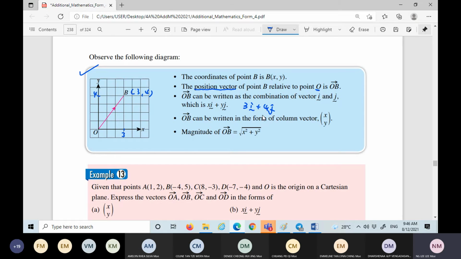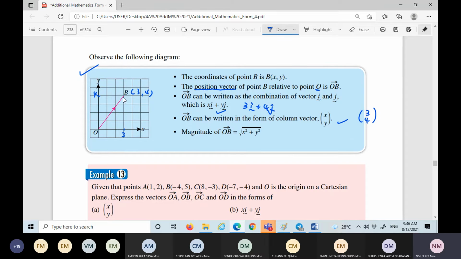Actually, it's quite simple. OB can also be written in the form of a column vector. Two ways of writing. You can write in this way, or you can write in this way. But if the question asks you to write in one way, you don't go and write in the other way. So for this case, if you want to write OB as a column vector, it will be (3, 4) this way.